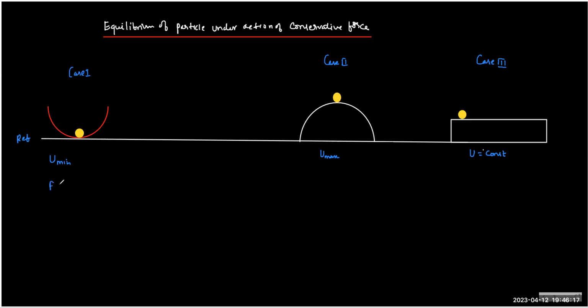In each case, force is 0 because it is at rest. And the F here means net force. Let's think of one-dimensional equilibrium. F is minus dU by dx, and if F is 0, then dU by dx becomes 0. For a single variable function, we can use the exact differential instead of the partial differential.